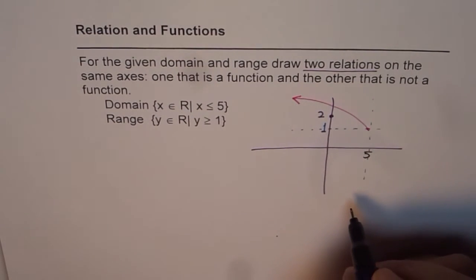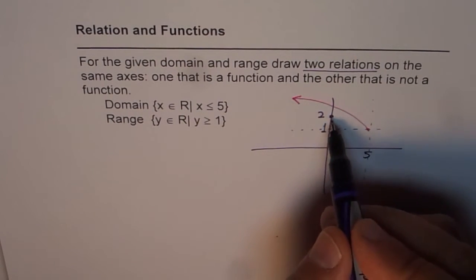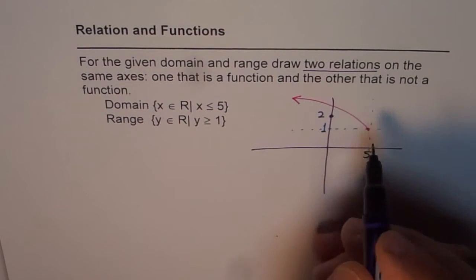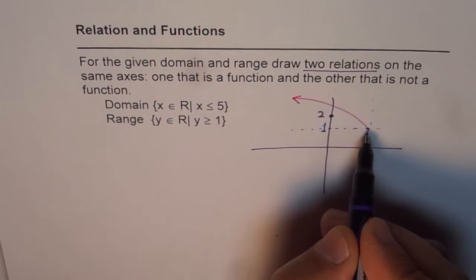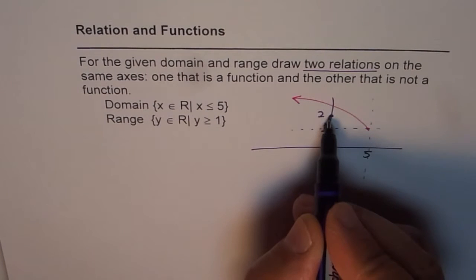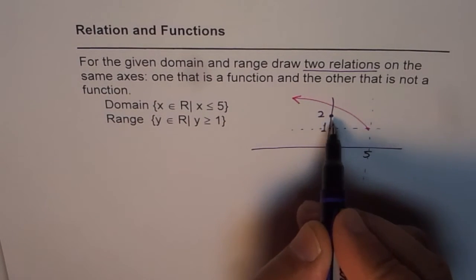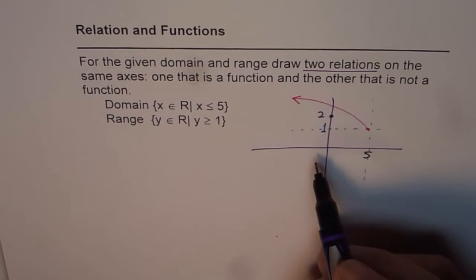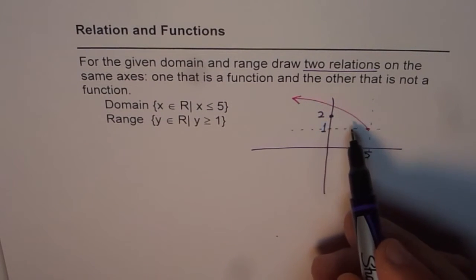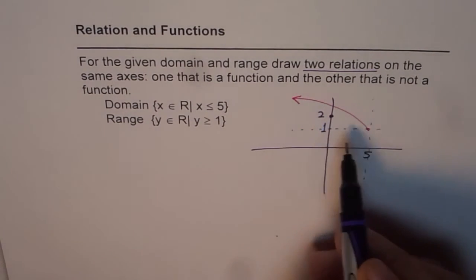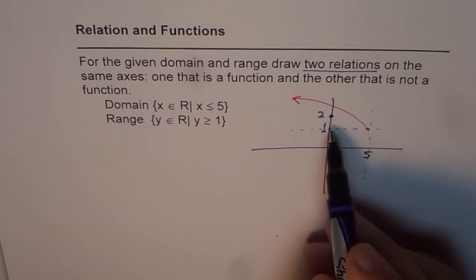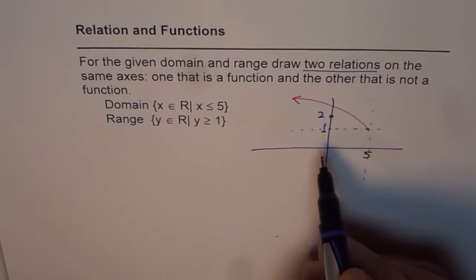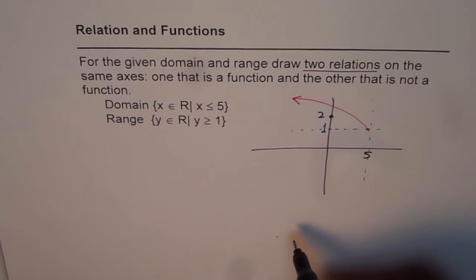In that case, what happens? Now this relation, which includes this kind of a transformed square root function and 2, fails vertical line test at x equals 0. So introducing any other point on the domain of our function will make that relation just a relation, not a function. So that is what we can do, right?